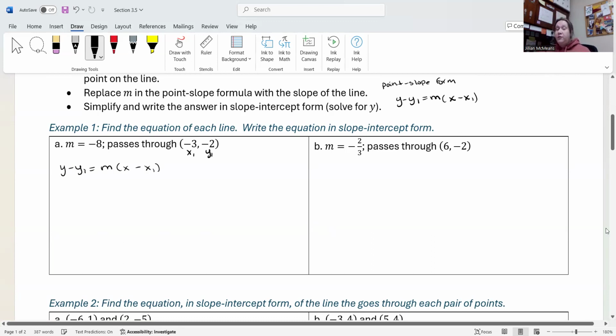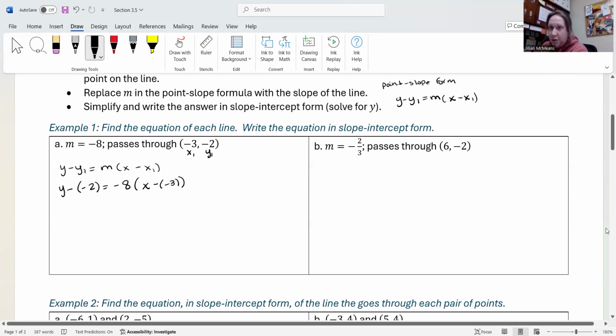Now I'm going to rewrite the formula, but this time I'm going to fill in the pertinent information. So we know that x1 is -3, y1 is -2, and m is -8. So I get y minus y1, which is -2, equals m, which is -8, times x minus x1, which is -3. Okay? So we want to simplify, and I'm going to start on the next step by just simplifying signs.